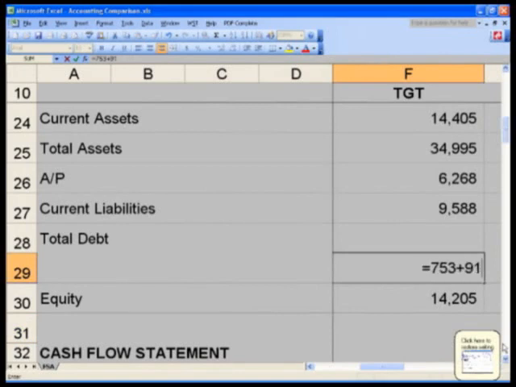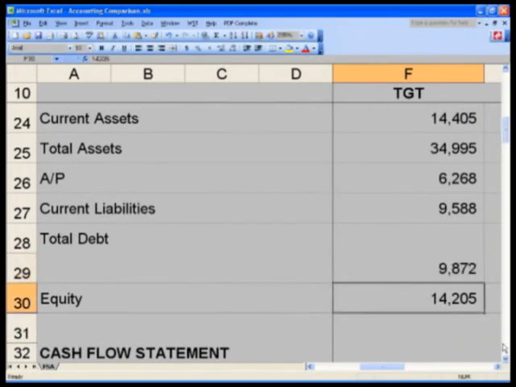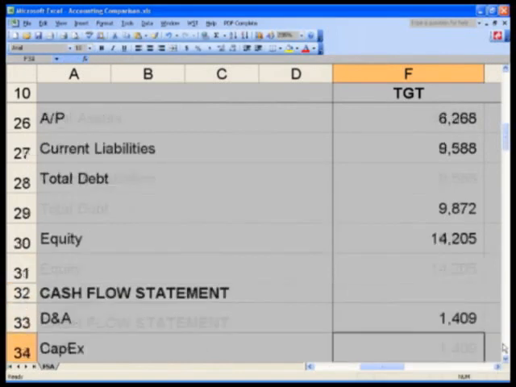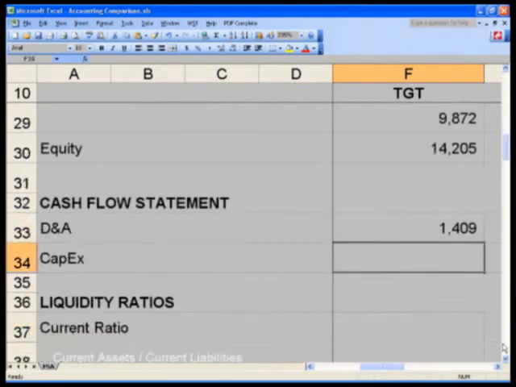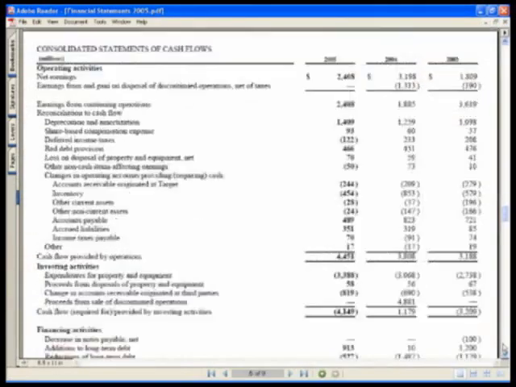So fairly straightforward on this one. A little bit easier than the Walmart. So on my total debt, I would say equals 753 plus 9119, and your answer should now be 9872. Let's quickly finish this up.